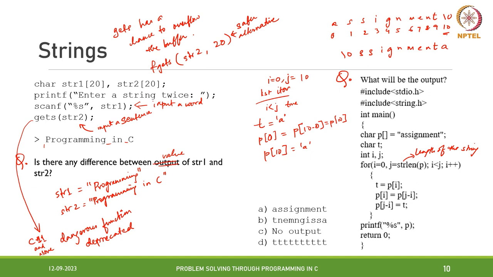Now what happens in the next iteration, in the second iteration? In the second iteration, t equals s. With i plus plus, t equals p of 1, and p of 1 is s, and it is interchanging with t. So t is 10 minus 1, 9, so it will interchange with t. So it will be 0 t s i g n m e n s a.